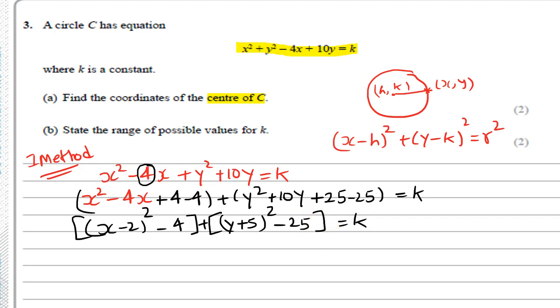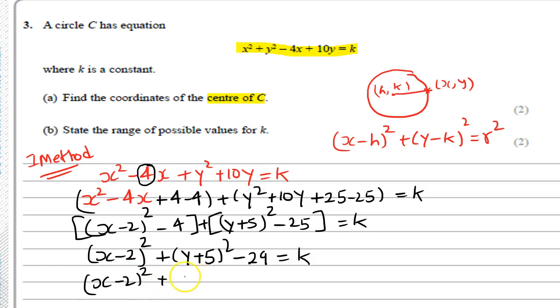If we solve this, we get (x minus 2) whole square plus (y plus 5) whole square, minus 4 and minus 25, that is minus 29, equal to k. Or you can write this as (x minus 2) whole square plus (y plus 5) whole square equals k plus 29.